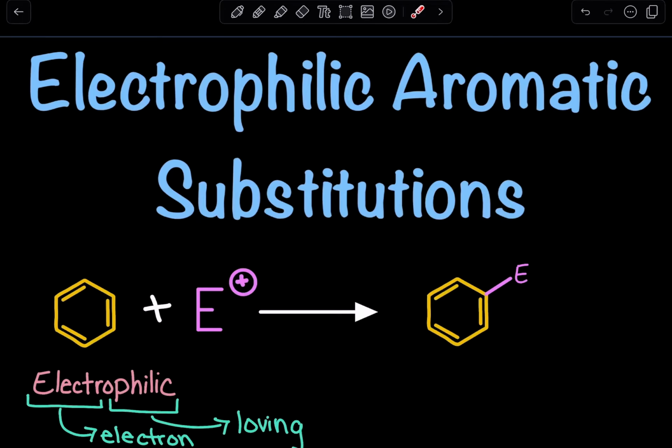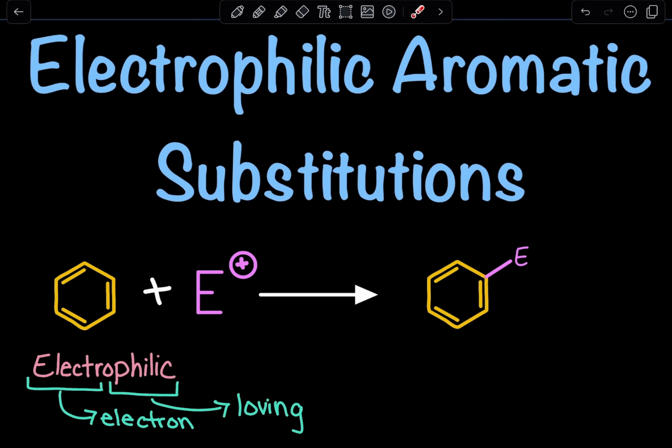When talking about electrophilic aromatic substitutions, the first thing that we need to understand is what kind of molecules are going to be involved in this mechanism. Starting off with electrophilic. If we break down the word, electro meaning electron and philic meaning loving, we simply have something that is very electron loving.